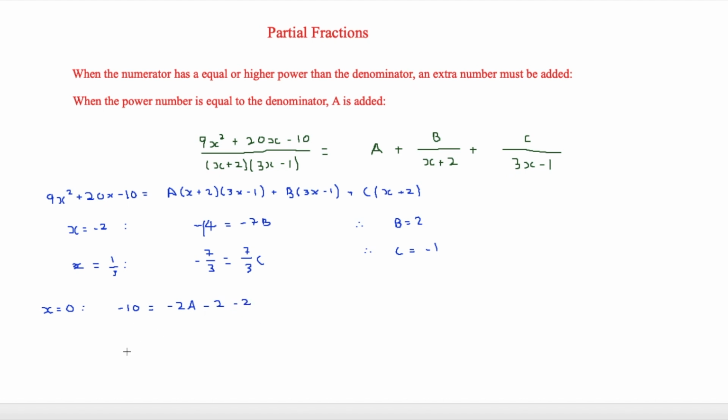And therefore, if we start rearranging this, we'll have plus 2, so plus 4, so that's going to be minus 6 is equal to minus 2a. So therefore, a is equal to 3.